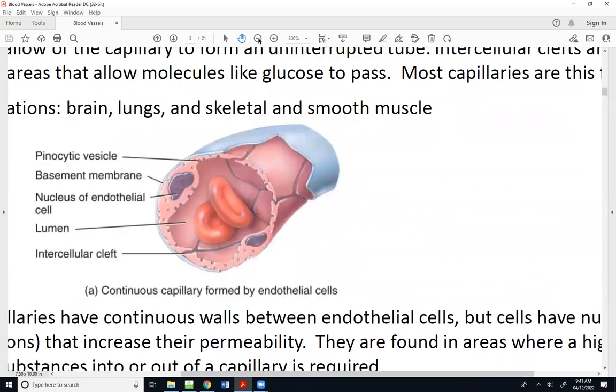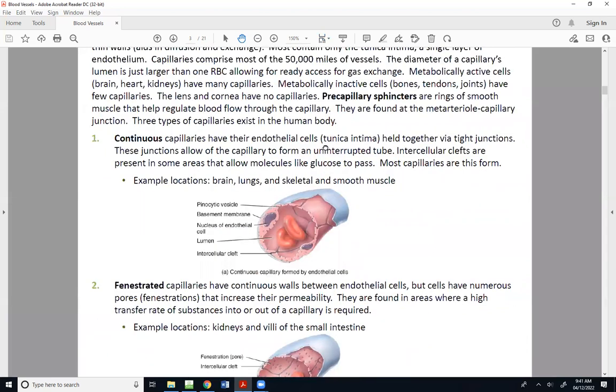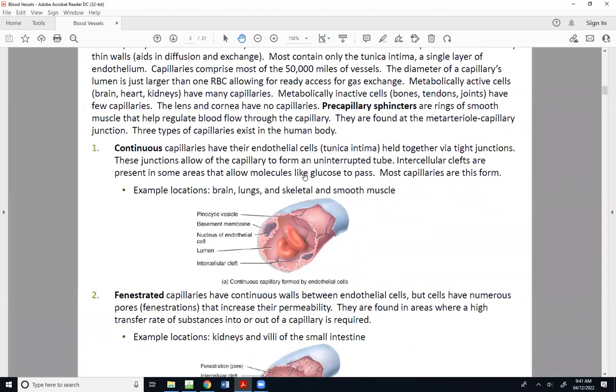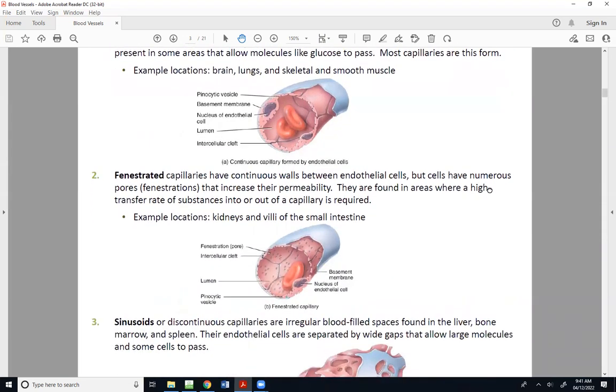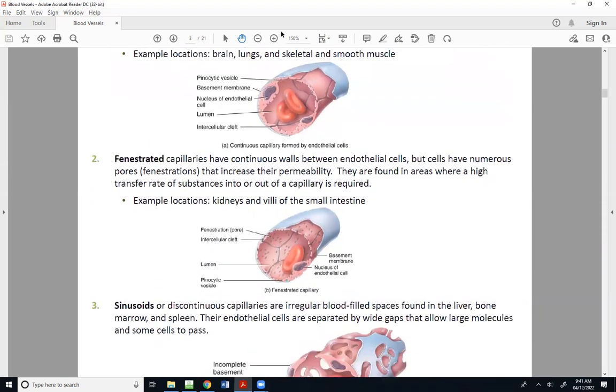Okay, these are so small that they are only going to allow very small things like molecules of glucose to pass through, but not obviously your big stuff. Locations where you're going to find them include places like your brain, your lungs, as well as within skeletal muscle. Progressively getting leakier.